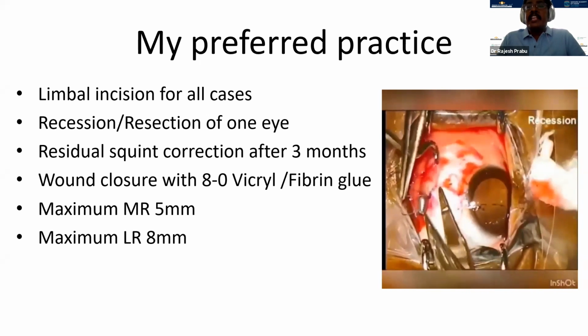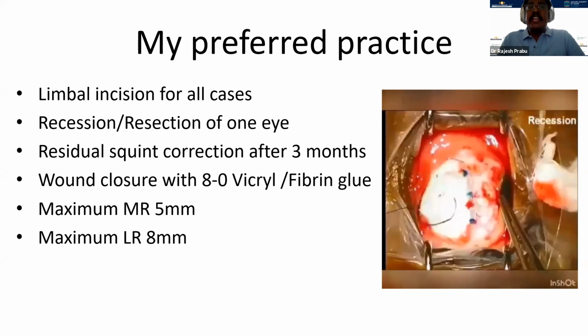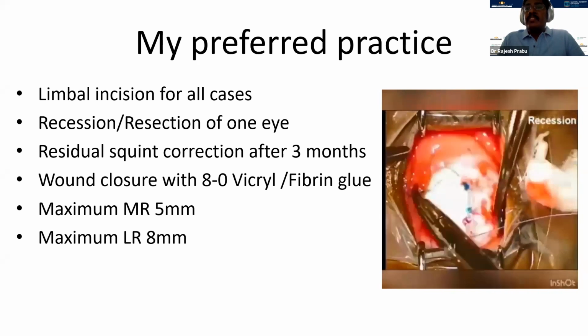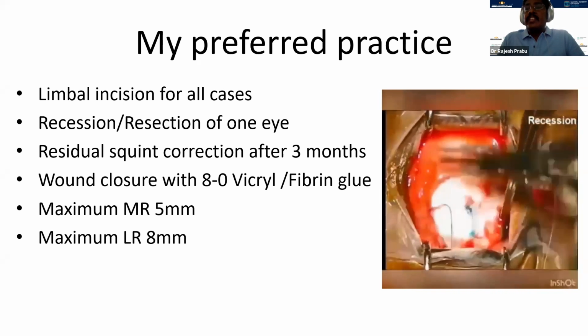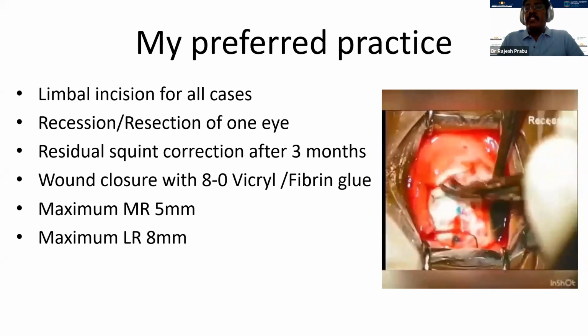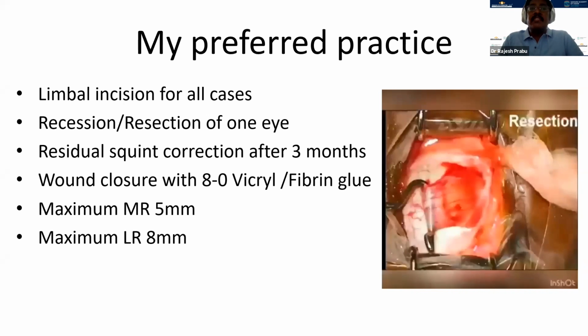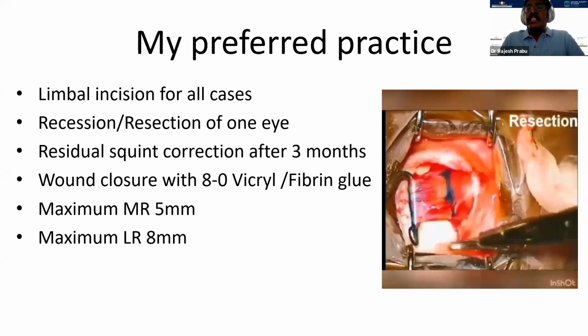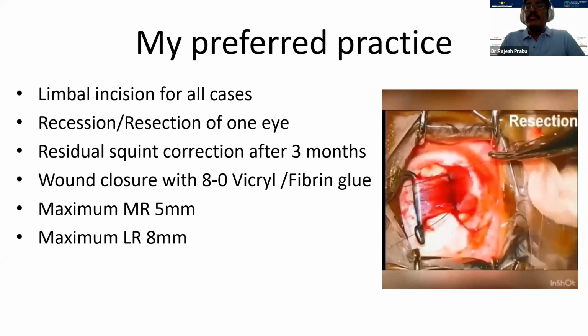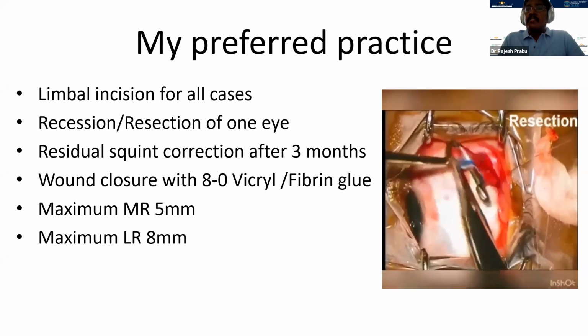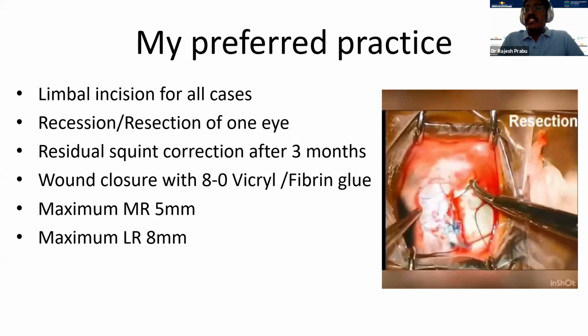And my maximum number for the lateral rectus, whether it is recession or resection, would be 8 mm. So after securing it tightly to the sclera, I close the limbal section either with the 8-0 Vicryl, or recently I have started using fibrin glue for the closure of the conjunctiva in most of my cases. This is a small video showing how resection is being performed.